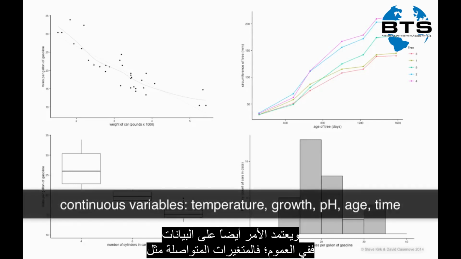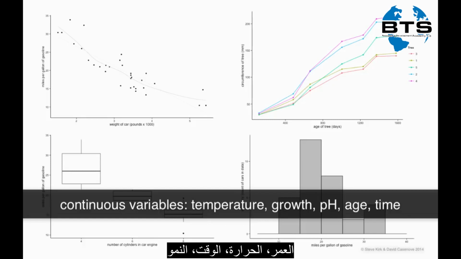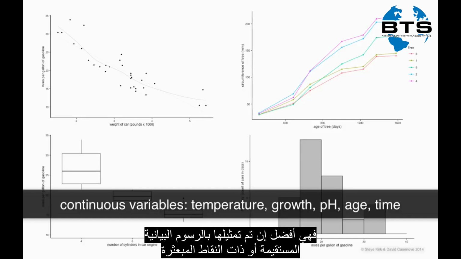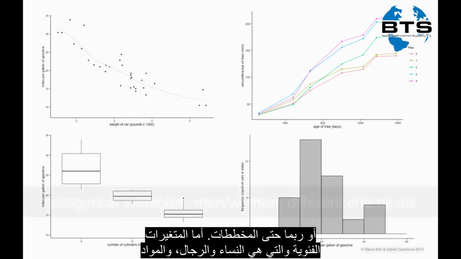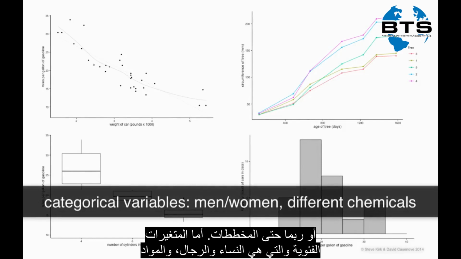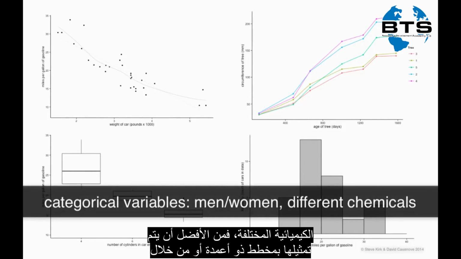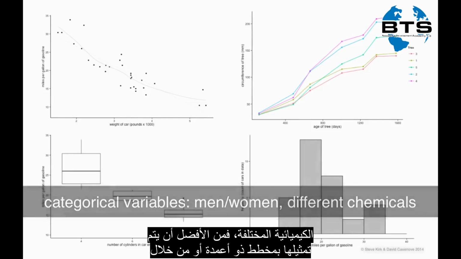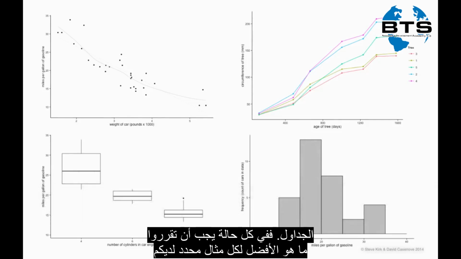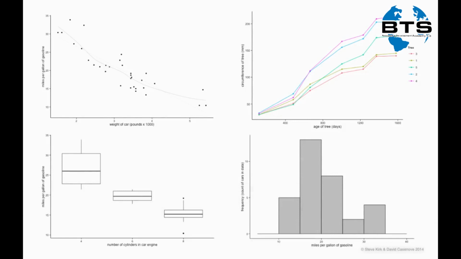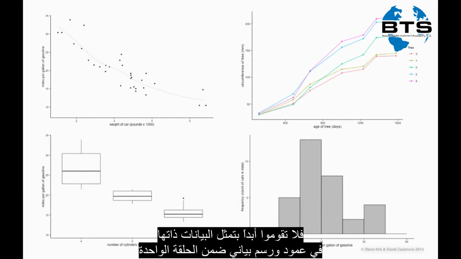In general, continuous variables like temperature, growth, pH, age, time, these tend to be better displayed on line graphs or scatter plots or maybe histograms. Categorical variables like men versus women or different chemicals, these tend to be better displayed in bar graphs or tables. In any case, you need to decide which is the best for each particular example you have. Never put a graph and a table with the same data in your paper.